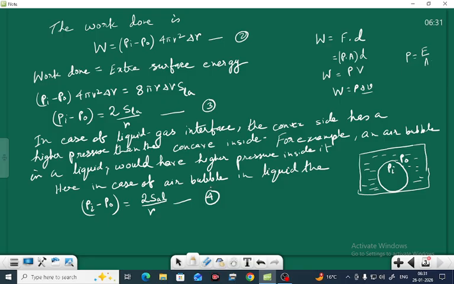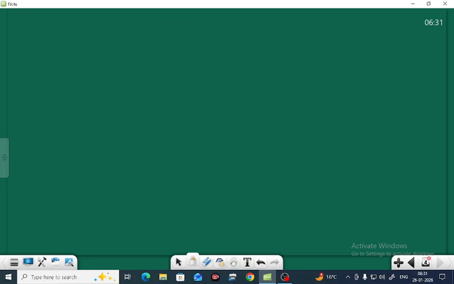Right? Now we'll deal with another thing, that is a soap bubble. What happens to a soap bubble? Case 1 is liquid drop, case 2 is air bubble, and now we deal with case 3, that is a soap bubble. Excess pressure in soap bubble.